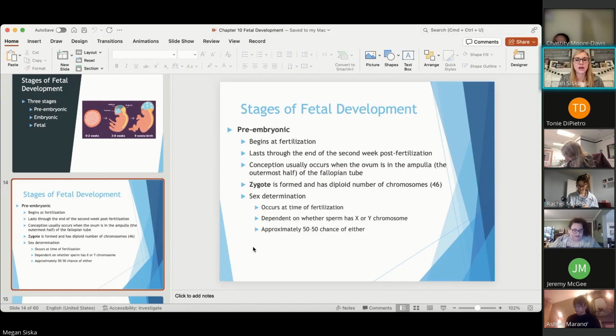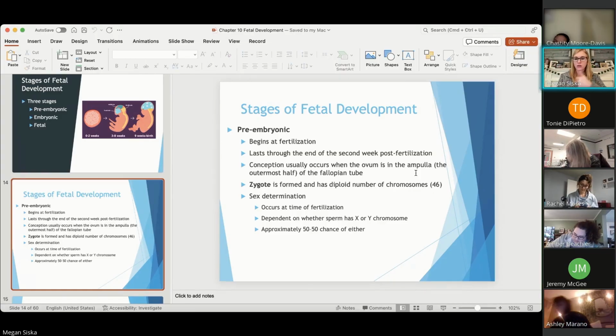Fertilization, where the sperm and the egg meet, typically happens in what's called the ampulla, which is the outermost half of the fallopian tube. I think I have a picture of that coming up just to give you a visual. We call this bundle of cells a zygote, and it now has a diploid number of chromosomes because the sperm and the egg met, and we've added all those chromosomes together. So it has 46 chromosomes, which is called diploid.